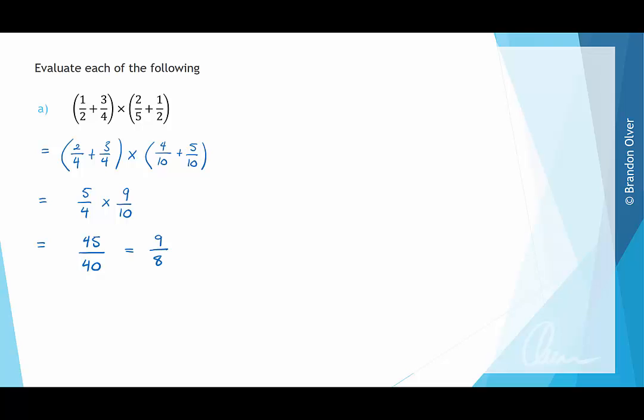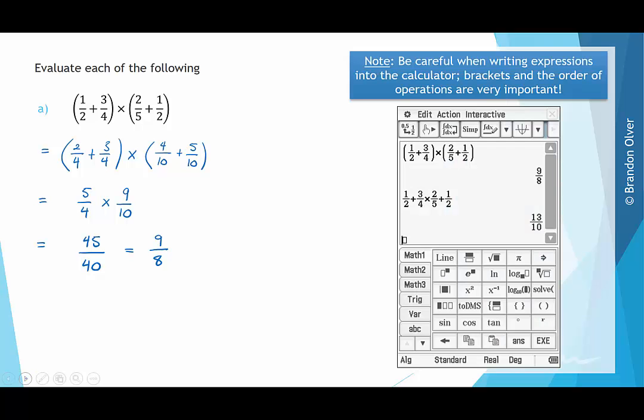You need to be very careful when you're doing these to make sure the order of operations is correct. And you also need to be careful when writing the expressions into a CAS calculator, as brackets and the order of operations are very important. As you can see, if you don't put brackets in, you get a different answer to the one that you should, which is this first answer here, which agrees with what we found by hand.